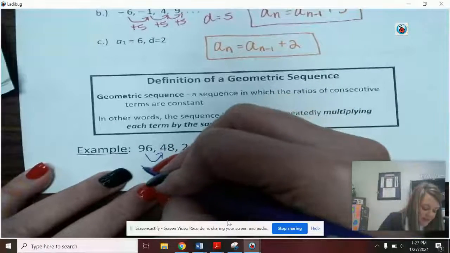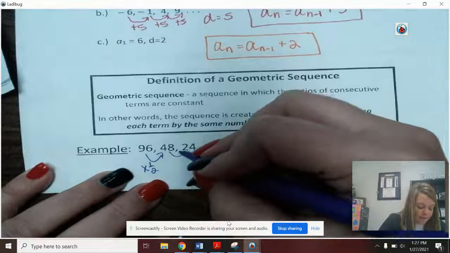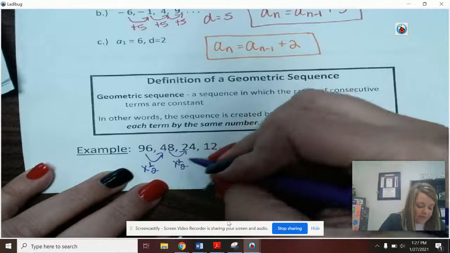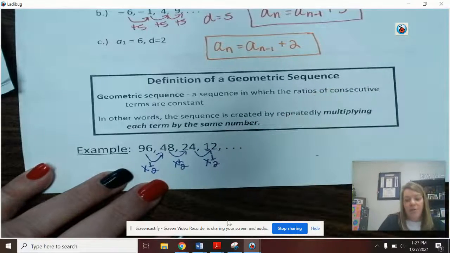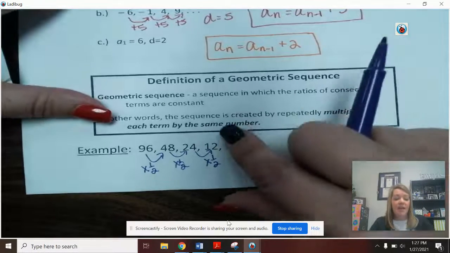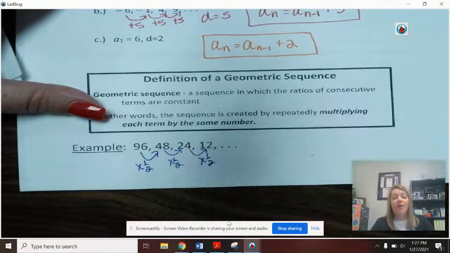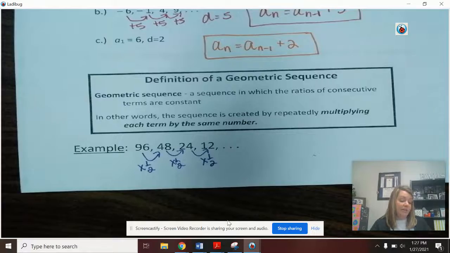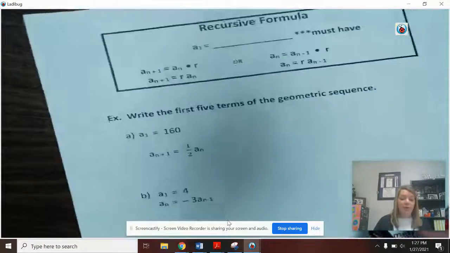So this is times 1/2. 96 times 1/2 is 48. 48 times 1/2 is 24. 24 times 1/2 is 12, and etc. So this is an example of a geometric sequence. And as long as it's multiplied by something every time to get the next number, then it's called a geometric sequence. So there's also a recursive formula for a geometric sequence.